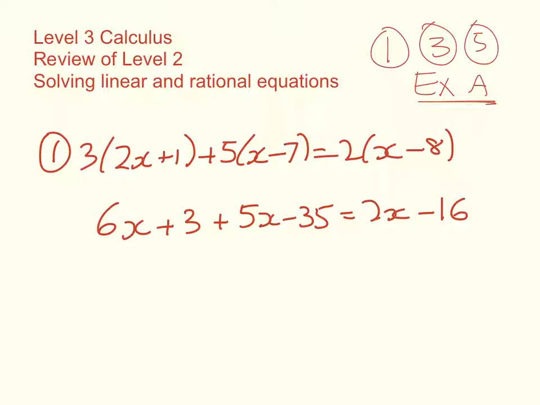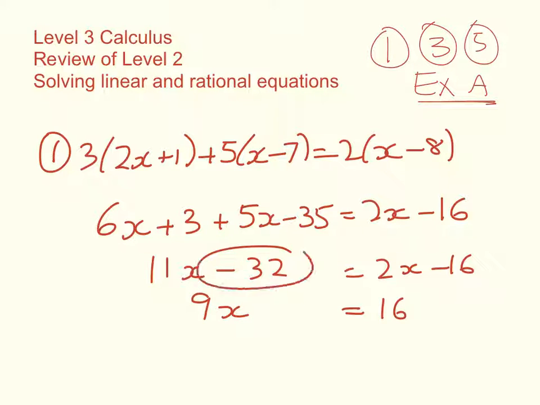And my next step is to collect up the like terms. So I'll clean up the left hand side first. I get 11x minus 32 equals 2x minus 16. Tidying that up, we get 9x is equal to 16. So notice what I'm doing here is I'm adding 32 to both sides of the equation. So my answer is simply x is equal to 16 over 9. Right, and it's fine to leave it like that in this context.